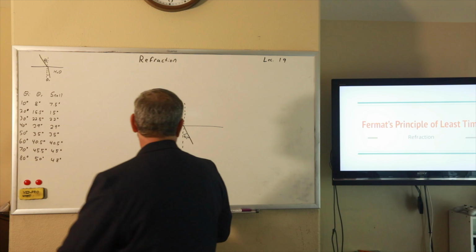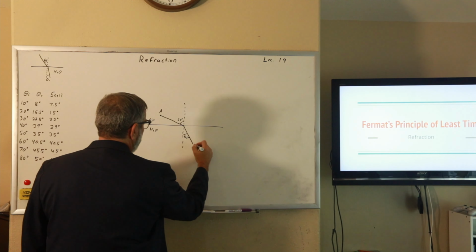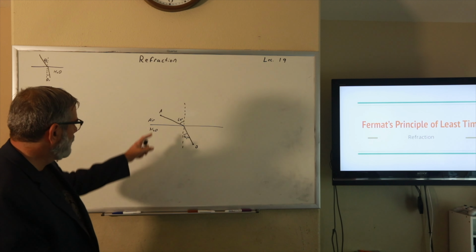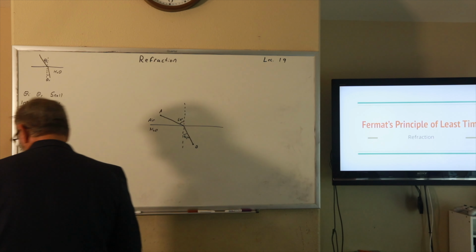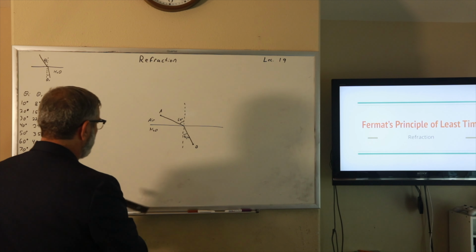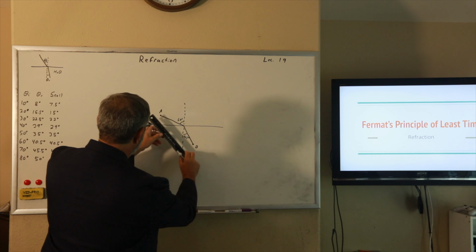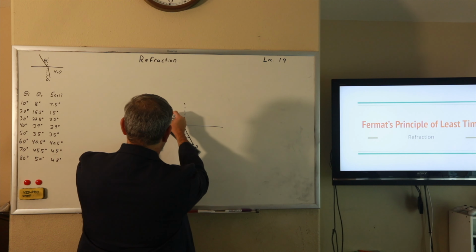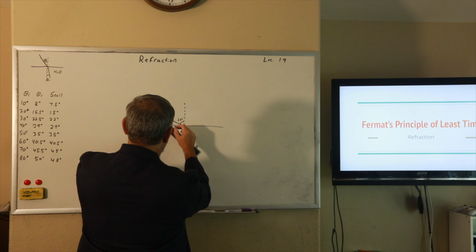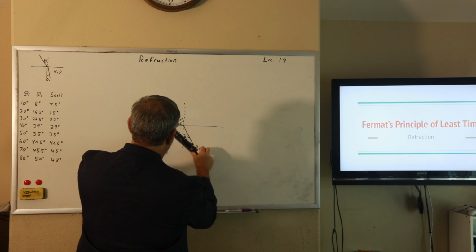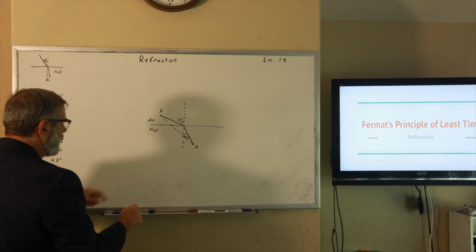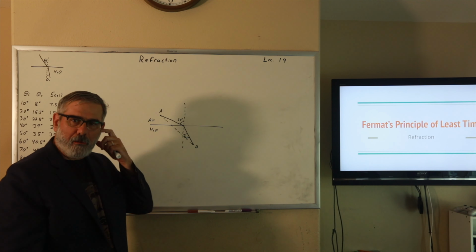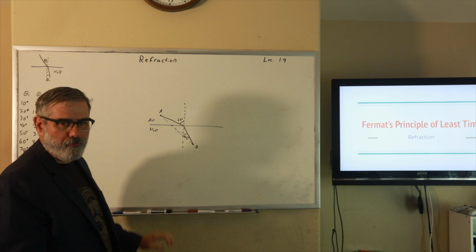Well, if we imagine a point A right here and a point B over here, we know what the shortest distance from point A to point B is. The shortest path is a straight line. It's this path right here. So why should light take this other path? That's the question. So obviously least distance is not going to be a principle that holds for refraction.